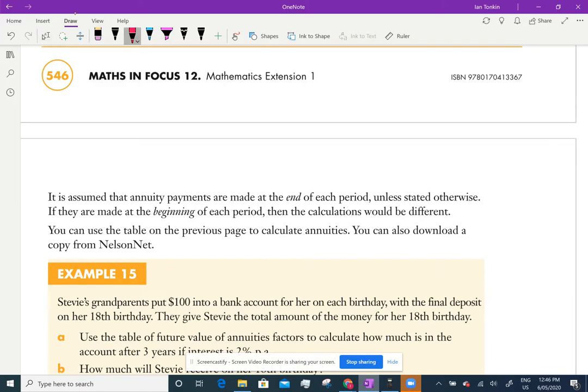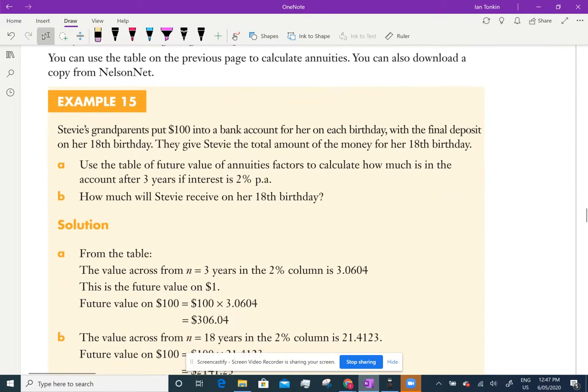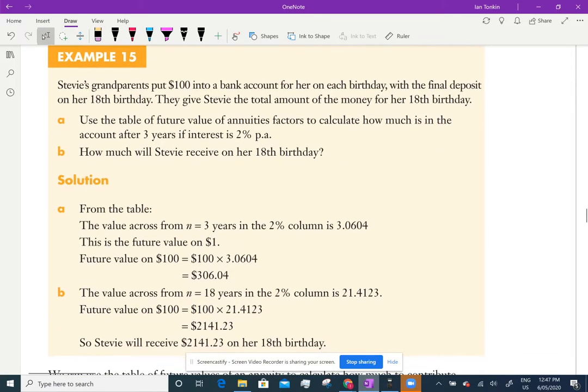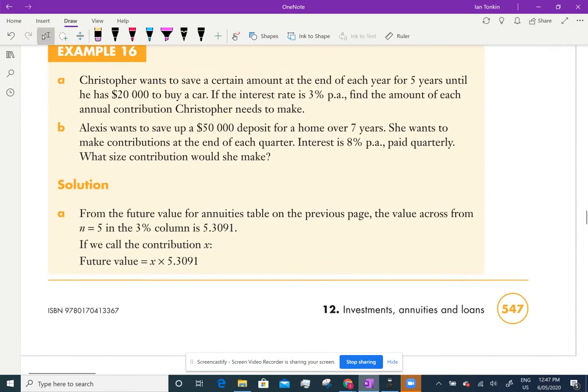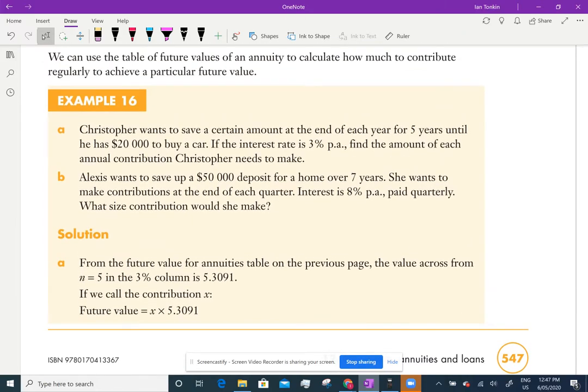And there's an important note here that unless an annuity is stated otherwise, all payments are at the end. You can put money at the beginning of a period, but most of our questions will have the money going in at the end. So there's another example. But this time they use the table, and we're going to do that ourselves. The other sort, you can use a table in reverse to find out how much you have to put in to have a certain amount.